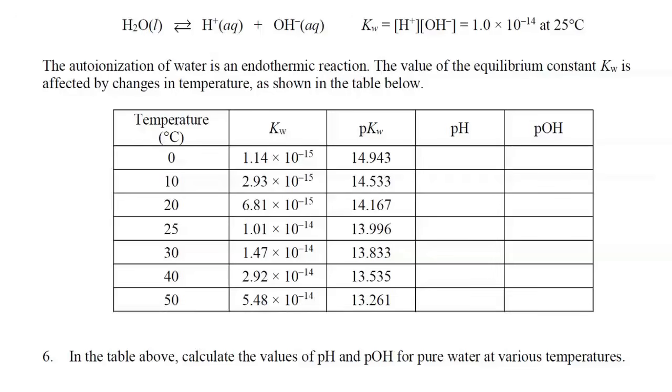The next column in this table is the pKw. The pKw is simply the negative log of the Kw. So starting with that smallest value for Kw, 1.14 times 10 to the negative 15, when I take the negative log of that value, I get 14.943. And then when I go all the way down to the bottom part of the table, the largest value of Kw that is shown is 5.48 times 10 to the negative 14.